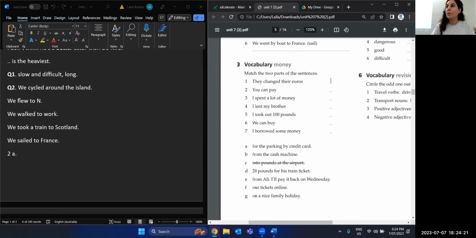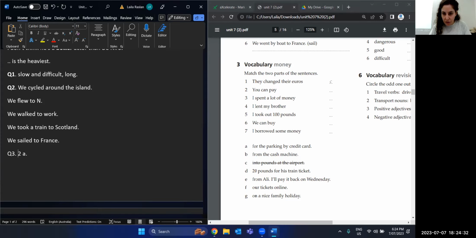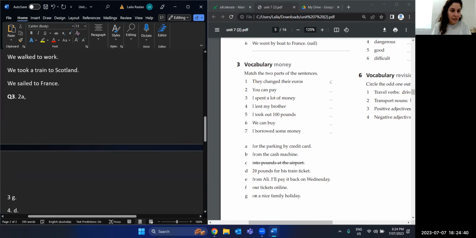So number 2, we'll go back to Jimin. You can pay for the parking by credit card. Yeah, you can pay for the parking by credit card. So 2A. That's a good sentence. Number 3, Conrado. I spent a lot of money.